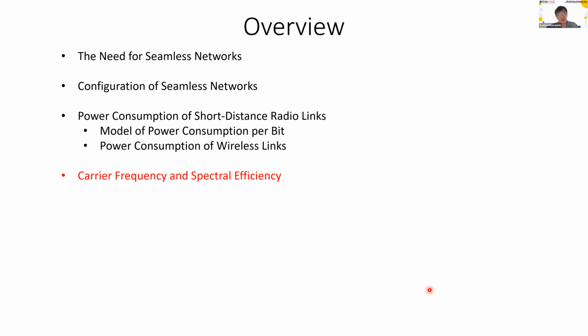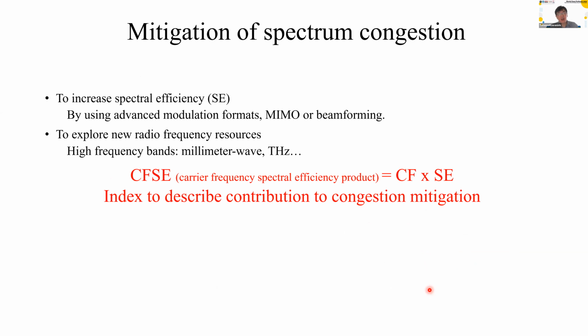Okay, I'd like to move on to the last one. As I mentioned, in a conventional radio band, I mean the microwave band, the mitigation of spectrum congestion will be an issue. There are so many radio services. To solve this issue, we have to take two options. The first one is to increase the spectral efficiency by using a modulation format or MIMO or beamforming. Another one is to explore new radio frequency resources. That means the high frequency band, millimeter wave or terahertz.